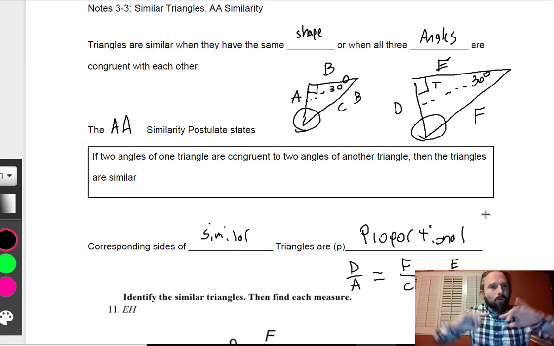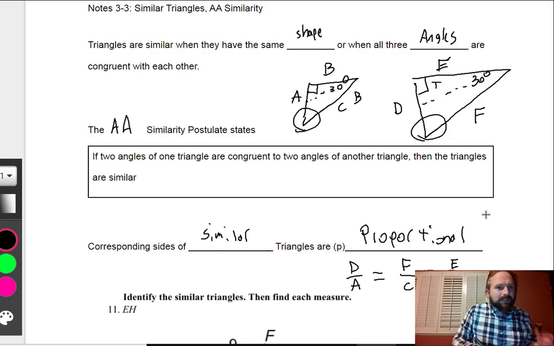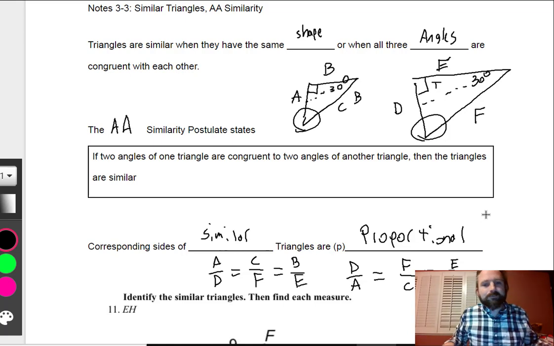Now, we could flip it. It's okay if it flips. So these are the corresponding sides. So now I can write this as A over D is equal to C over F, which is equal to B over E. That works for us. We can flip it no matter what, as long as we flip them all, it's okay.